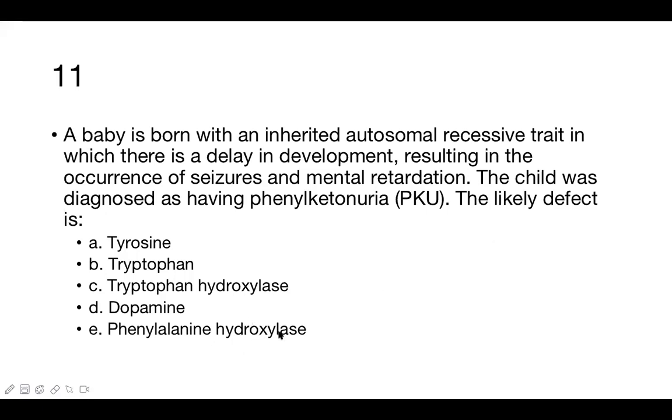If this enzyme is absent or not working properly, phenylalanine cannot be converted into tyrosine. So it will remain as phenylalanine, and then it will undergo an abnormal metabolic pathway. And this disorder is known as phenylketonuria.